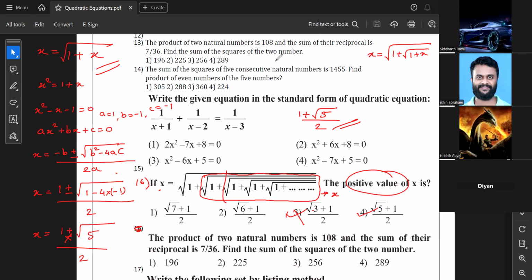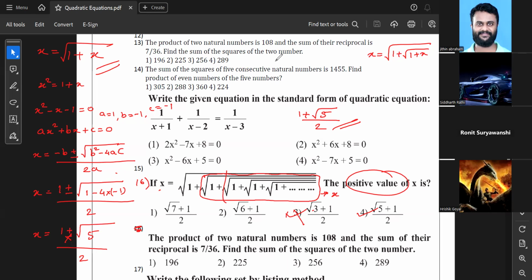I'll just wait for a couple of seconds and then erase this. Okay, proceeding further.